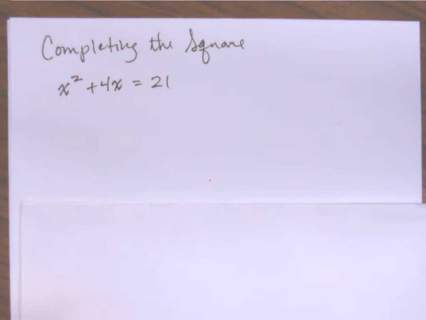Now, normally people will try to subtract the 21 from both sides and set this equation equal to 0 and then try to solve by factoring. But the completing the square method is asking us to do something completely different.